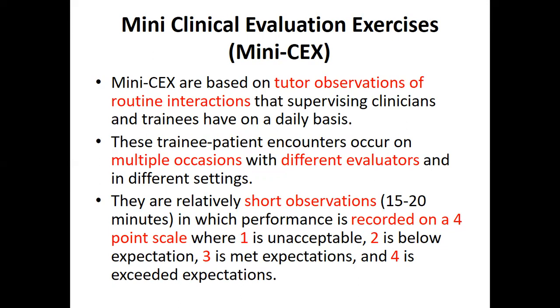So in the original form, when it was initially released, the Mini-CEX had a 9-point rating scale, which is organized into 3 levels of results: unsatisfactory, which is from 1 to 3, satisfactory when it is 4 to 6, and when the points are from 7 to 9, that is highly satisfactory.